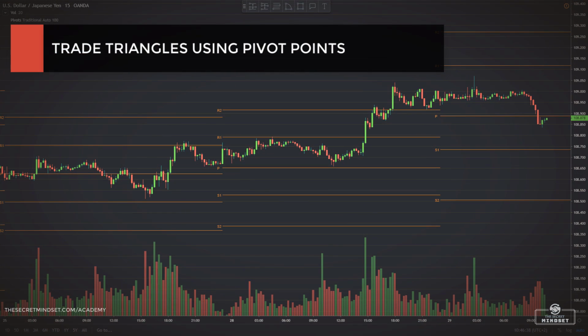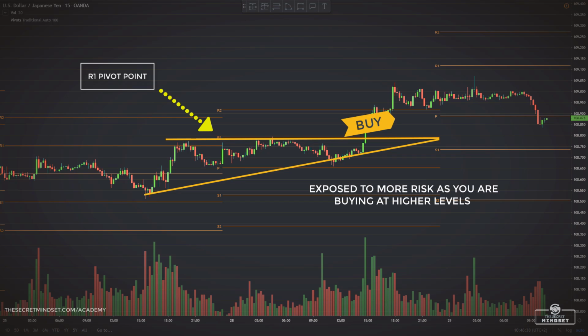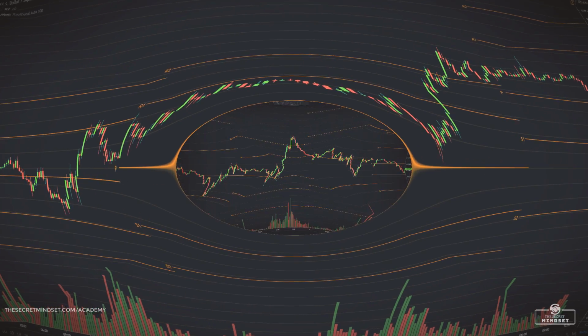What I prefer is to add the pivot points. I like to wait for a key pivot point resistance level to be breached and then place a buy order slightly above this level. The potential issue with this approach is that you are exposed to more risk as you are buying at higher levels with greater downside exposure. But this will eliminate a lot of false breakouts, which will occur a lot. That's why I like to add a safety net by using pivot points.